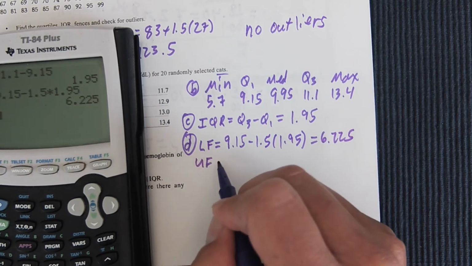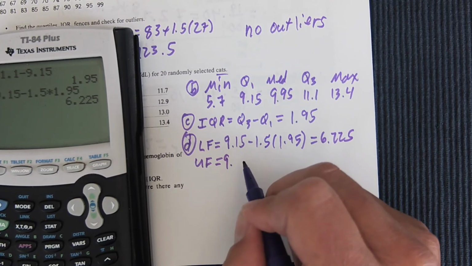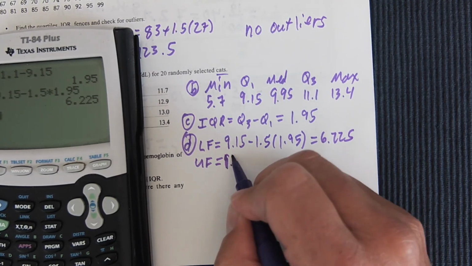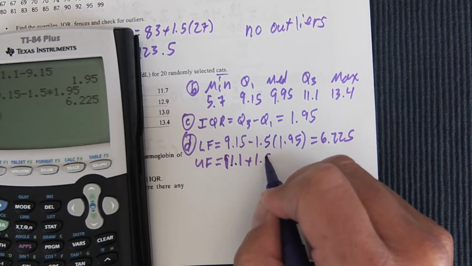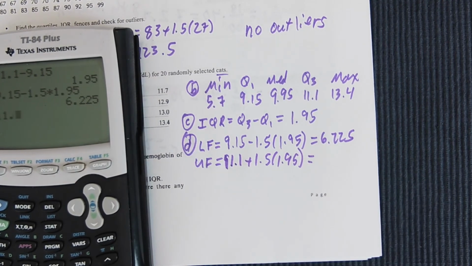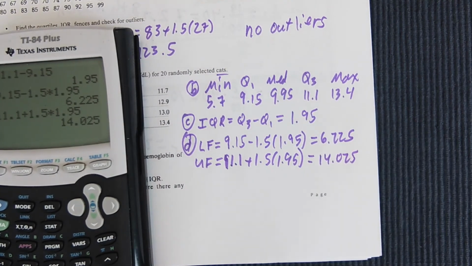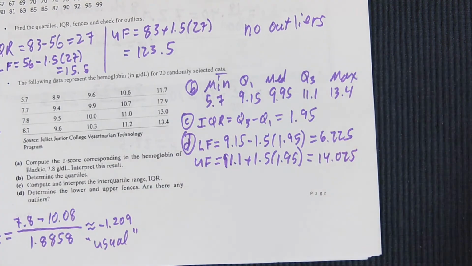And the upper fence is going to be 11.1 plus 1.5 times 1.95. And again, make sure you're practicing this. So here's my lower and upper fence.